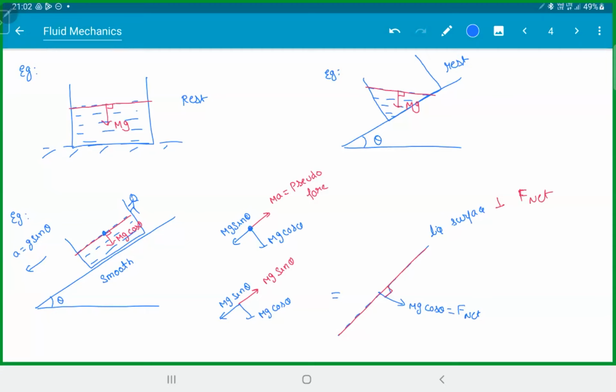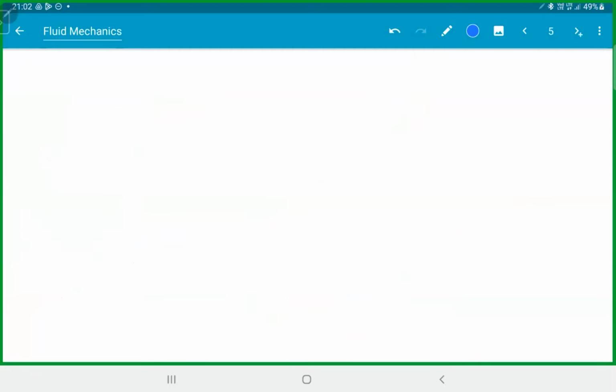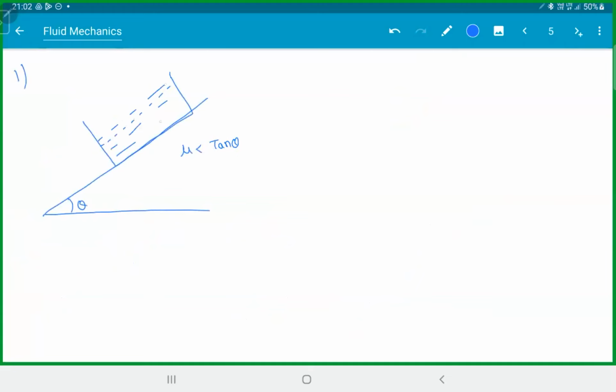Now based on this, we have a question set. You give it a try. What if the same question, with an incline of angle theta, we have a container, and we have friction also, mu less than tan theta. So the liquid actually becomes like this. The container is sliding, okay? Find the angle made by the liquid surface with respect to the horizontal.